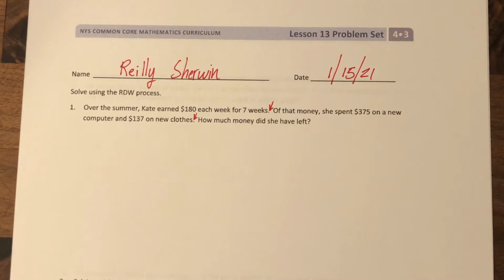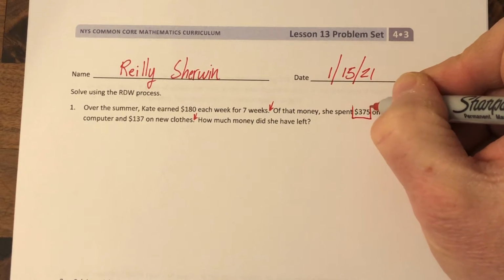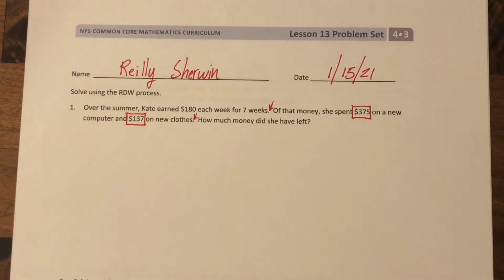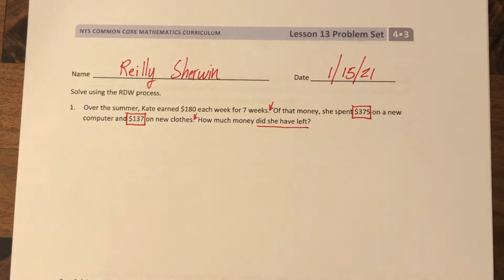Okay, I understand. So Kate made money over the summer, and then she spent that money on a computer and clothes. And this is how much she spent on a computer, and this is how much money she spent on clothes. Okay, so what we need to know is how much she has left, to go spend on other things or to save it, okay?